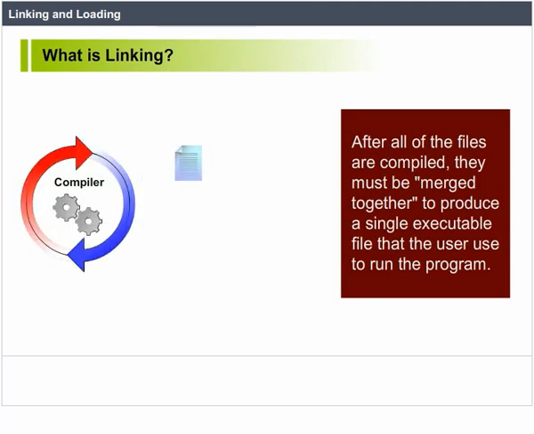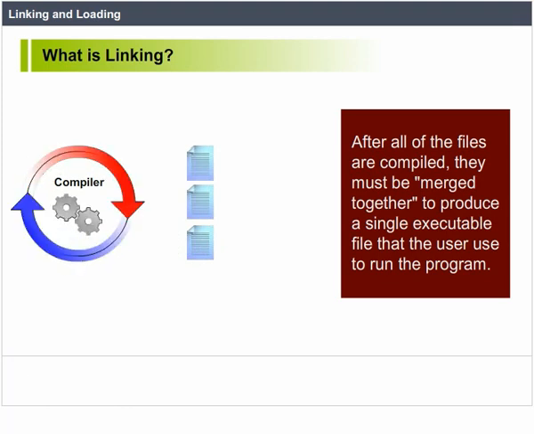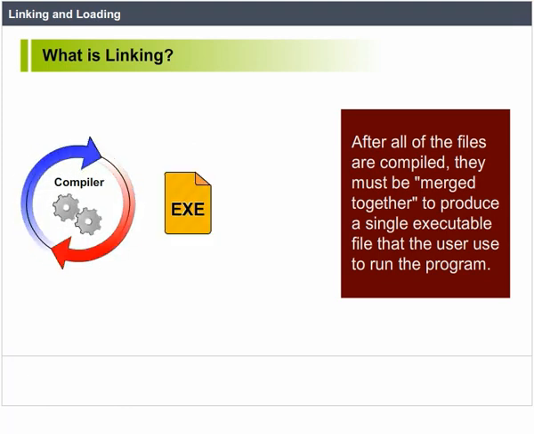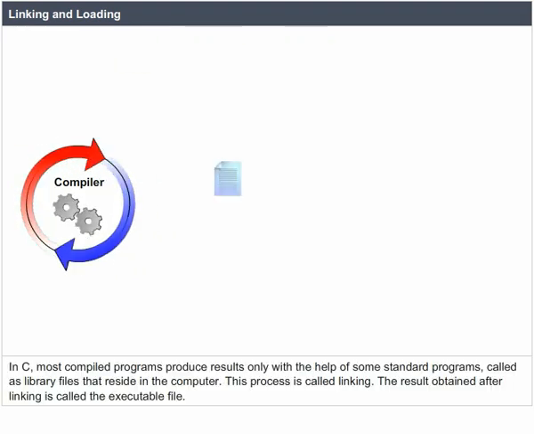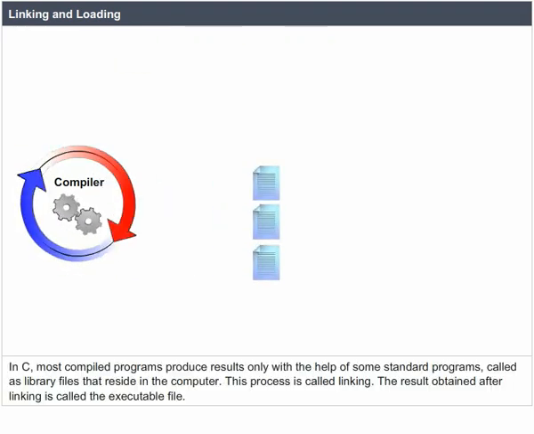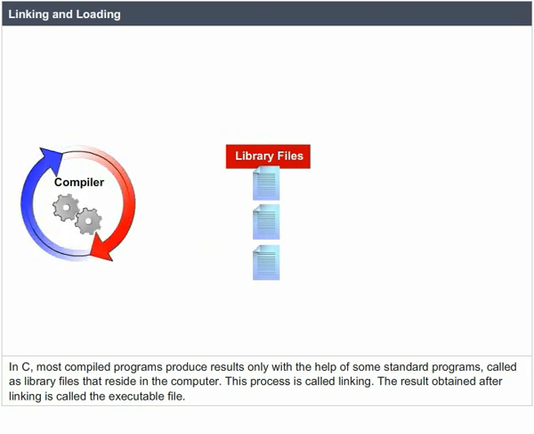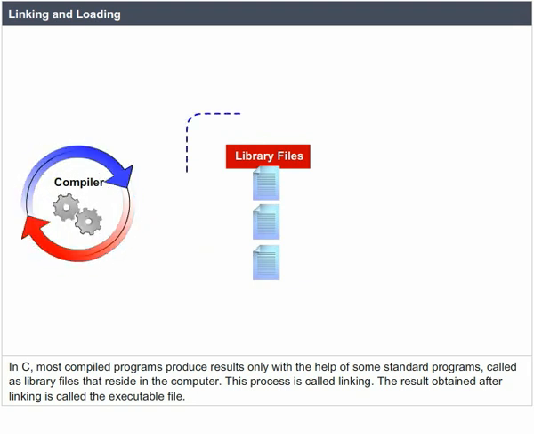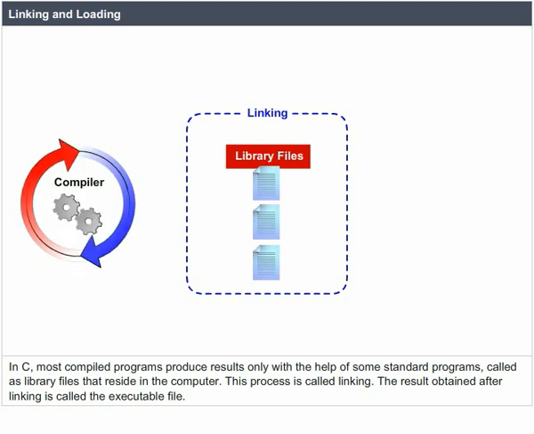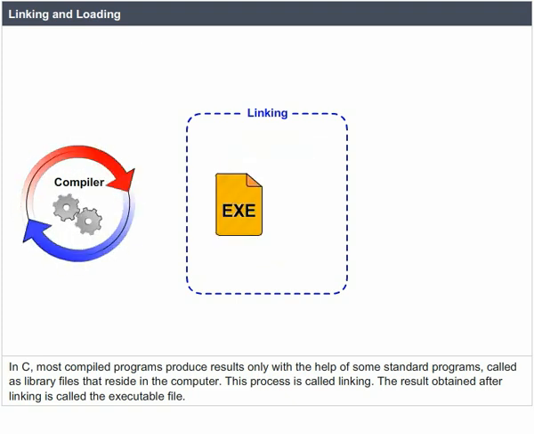Linking and loading. What is linking? After all of the files are compiled, they must be merged together to produce a single executable file that the user can use to run the program. In C, most compiled programs produce results only with the help of some standard programs called library files that reside in the computer. This process is called linking. The result obtained after linking is called the executable file.